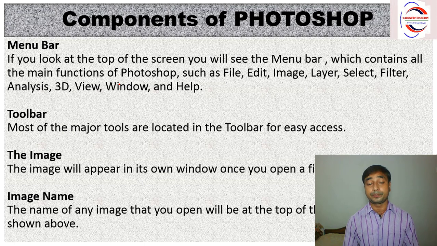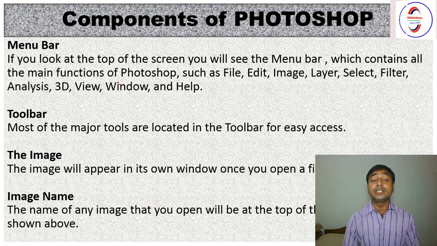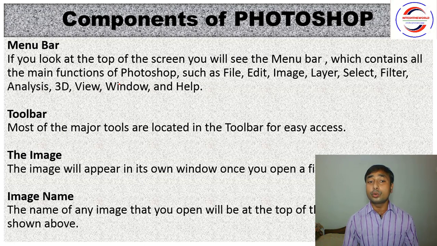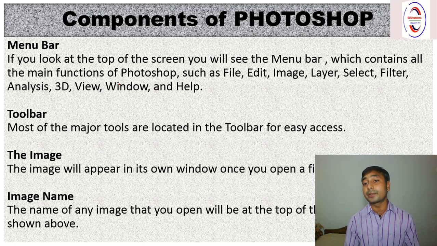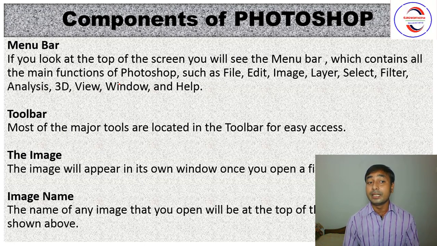The left side corner is known as the toolbox or toolbar. All the tools are located in the toolbox, and it is very easy to access. When we need a tool, we simply select it, and after that we apply the stroke. We use it as per the need. So with the help of this toolbox or toolbar, we can perform our task.